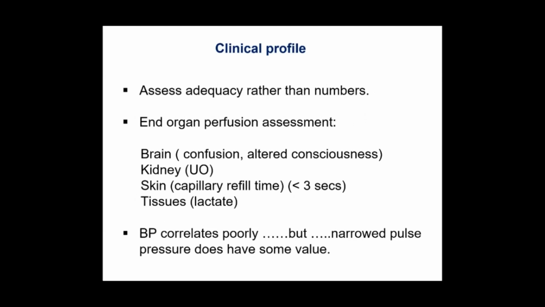Always assess the adequacy rather than just numbers in isolation. End organ perfusion assessment is most vital. Clinically, the brain by assessing confusion or altered consciousness, the kidney by assessing urine output, the skin by the capillary refill time, which should be less than 3 seconds, and the biochemical value of lactate, which gives us the idea of homeostasis at the tissue level. These are all windows in our clinical picture which give us an assessment of the perfusion status of the individual.